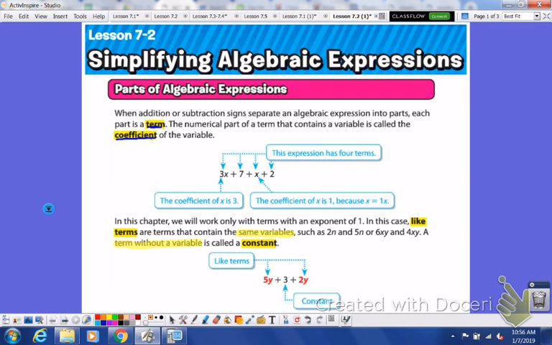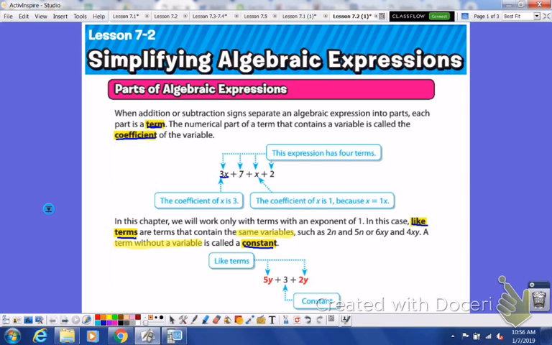In this case, like terms are terms that contain the same variables, such as 2n and 5n, or 6xy and 4xy. A term without a variable is called a constant. So there are two more vocab words for you: like terms and constant. So if we look at our examples here, 3x plus 7 plus x plus 2.